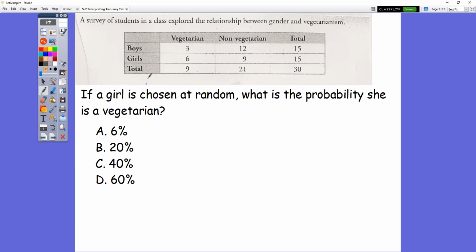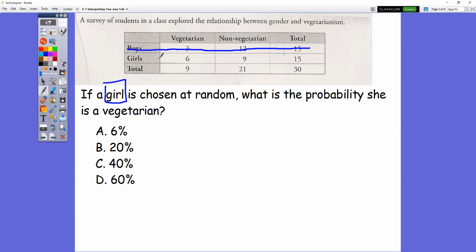So it says a survey of students in a class explored the relationship between gender and vegetarianism. So they were asked, are you a boy or a girl? And are you a vegetarian or not a vegetarian? So take a look at the question that's being asked. If a girl is chosen at random, what is the probability that she is a vegetarian? In this question, does it say anything about boys? No, it doesn't say anything about boys at all. So we're not looking at this row at all, because in this question, it only asks about the girls.